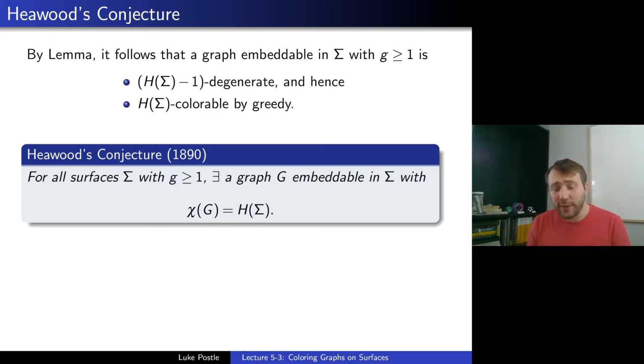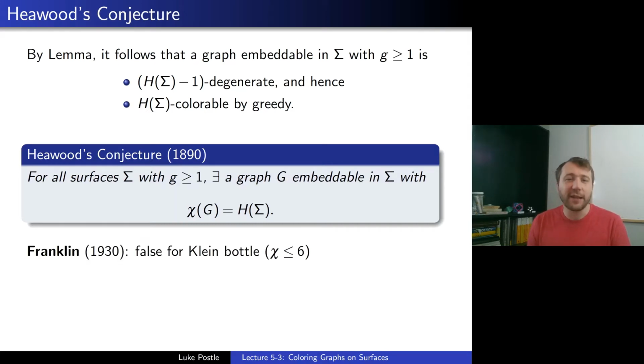So what was known and what was proved about this over the years? Well, first off, Franklin in 1930 showed that, strangely, this is false for the Klein bottle. For the Klein bottle, it turns out that K7, really the only graph that would be an option, does not embed on the Klein bottle even though it embeds on the torus. Very strange. And he used that to compute that chi must be at most 6 for all graphs embeddable in the Klein bottle. So the Klein bottle is an exception to Heawood's conjecture.